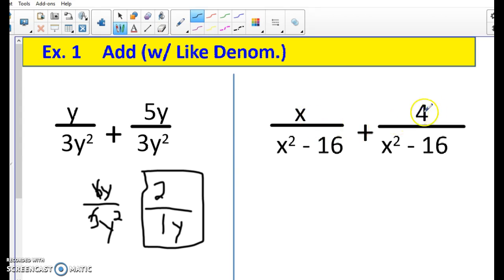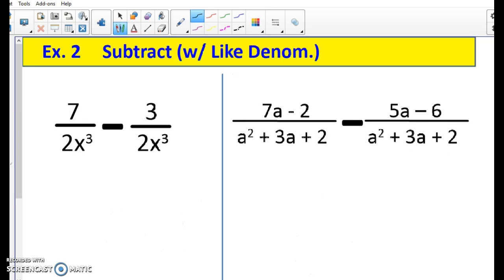Kind of the same thing here. I'm going to end up with 4x and then over x squared minus 16. So, simplifying those with like denominators, not too bad. Again, kind of the same thing here. 4 over, then 4x to the third, and then we'll simplify that.